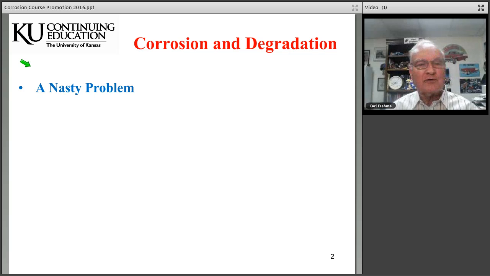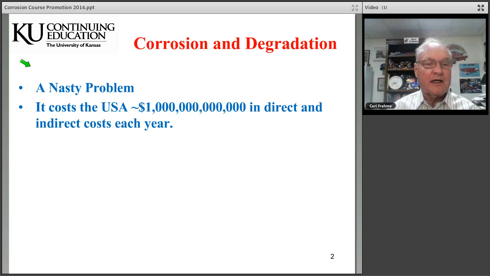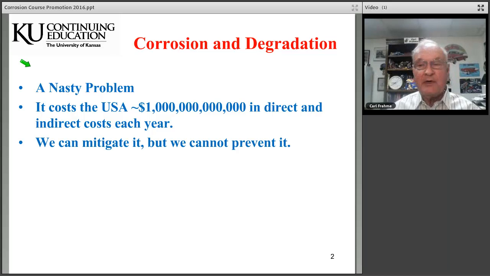Corrosion and degradation really can be a very nasty problem, and many of us face it in industry. It costs the USA something in the order of $1 trillion in direct and indirect costs each year. So this is not a trivial problem at all. We can mitigate corrosion and degradation of materials in many applications. Generally, we cannot totally prevent it.